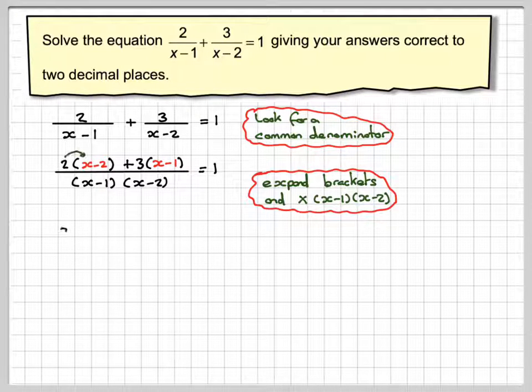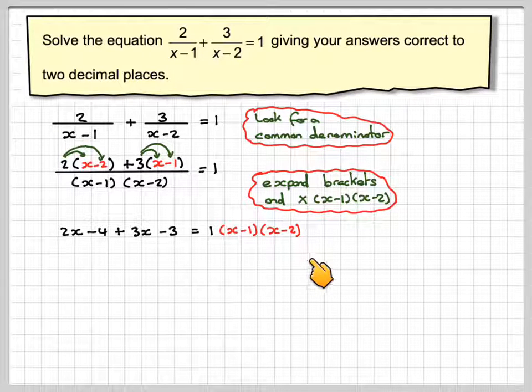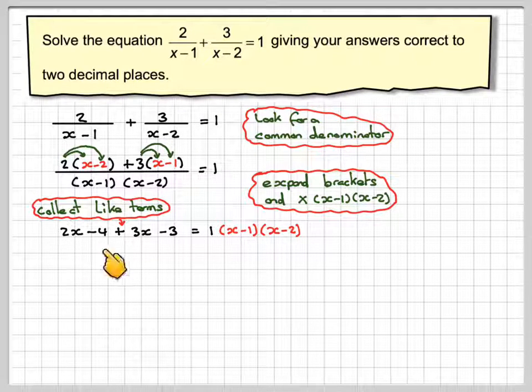So, expanding the brackets, we get 2x minus 4 plus 3x minus 3. And then we're going to do 1 times all of this, so it's going to be 1 times x minus 1, x minus 2. In the next line we're going to ignore the 1. Right, on this side we're going to collect like terms. So we've got 2x plus 3x, which makes 5x, and then minus 4 and minus 3, which makes minus 7.